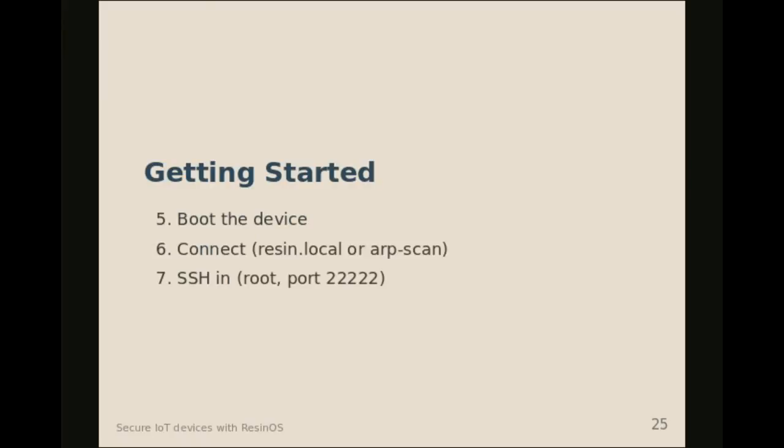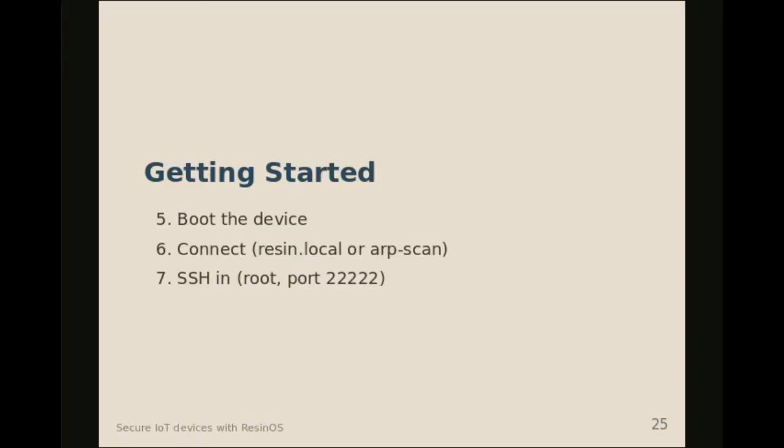You boot the device and then connect over the local network. If you're lucky, you can just do resin.local. I usually wind up doing an ARP scan and looking for the, it's really convenient if you already know the MAC address of the device you're trying to connect to. But otherwise, if it's a home network, I did it at the conference, and it was a huge list of Raspberry Pis that showed up. But generally, there's only a few, and you can make a guess about which one's yours.